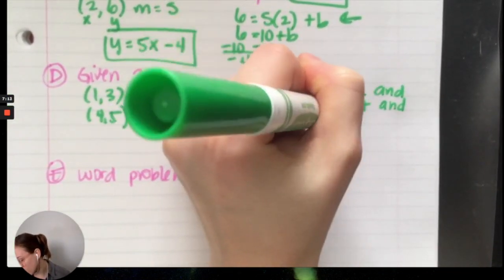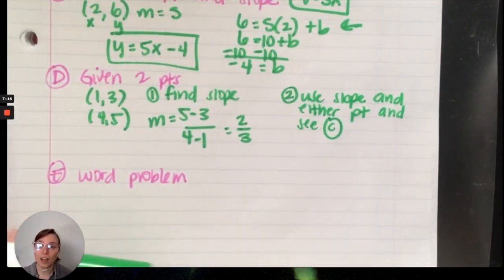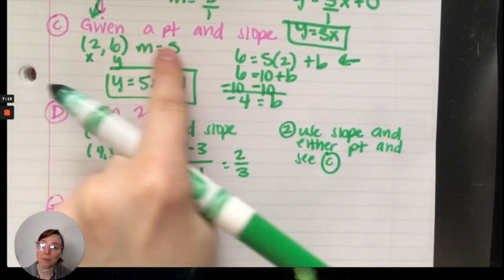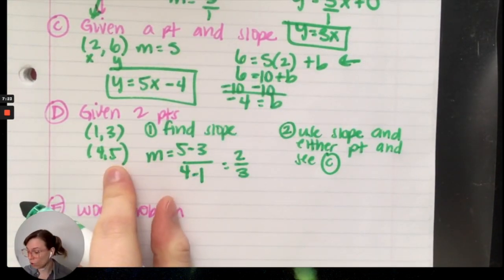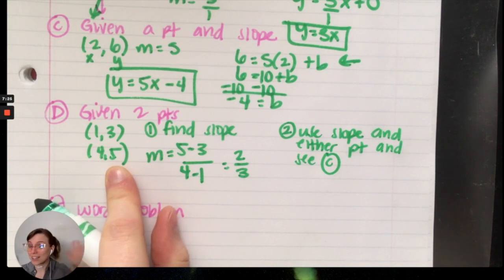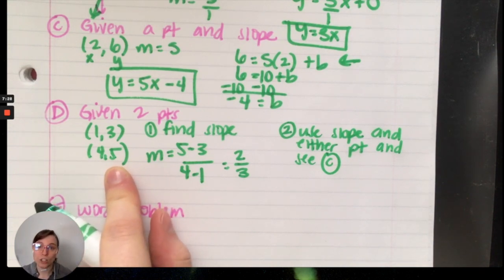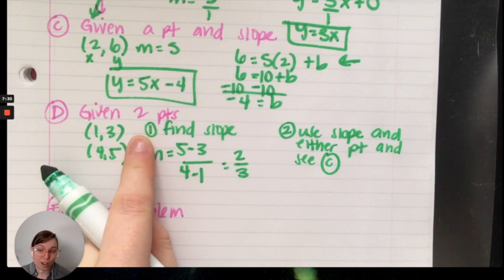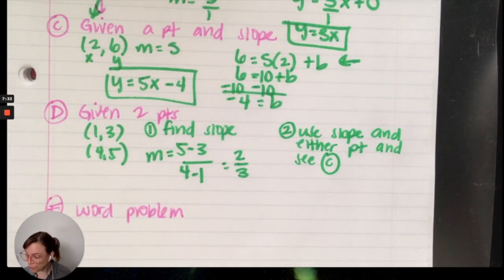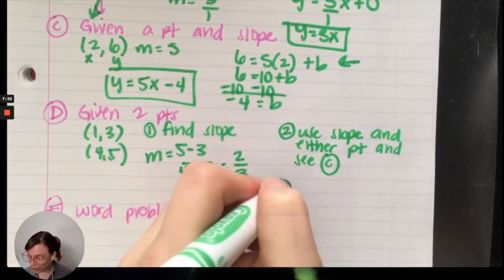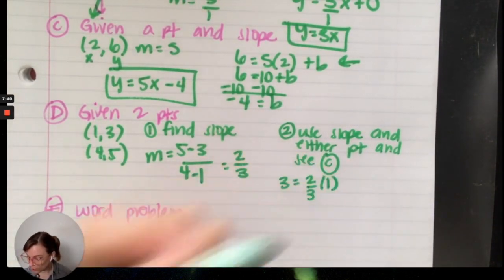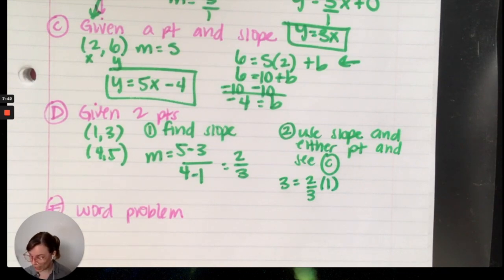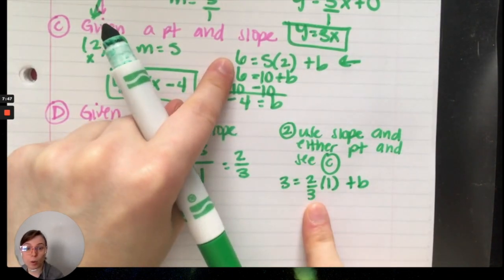Okay? The goal here is, let's go back to C. Given a point and slope. Wait, we know the slope, and we're actually at a golden area. I won't say point, a golden area, because we know 2 points. So pick whichever point you like. 1 and 3 is smaller numbers, so I'll go with 1 and 3. Why not? So I'm going to substitute in 3 for the y. My slope is 2/3, multiplying by 1 for my input, which is my x, and I don't know the y-intercept. That looks pretty similar, so I know I'm good.